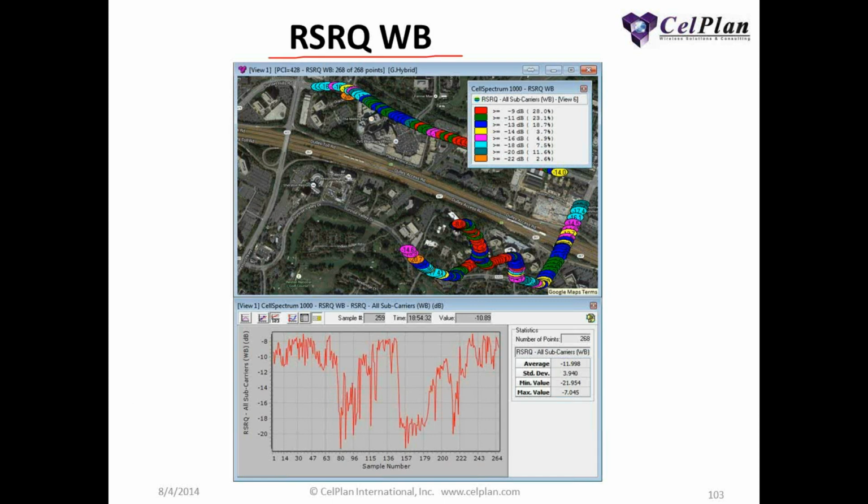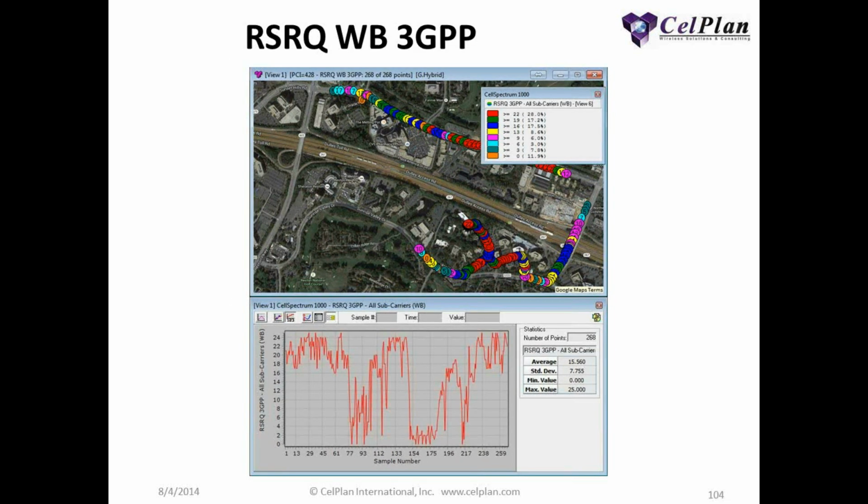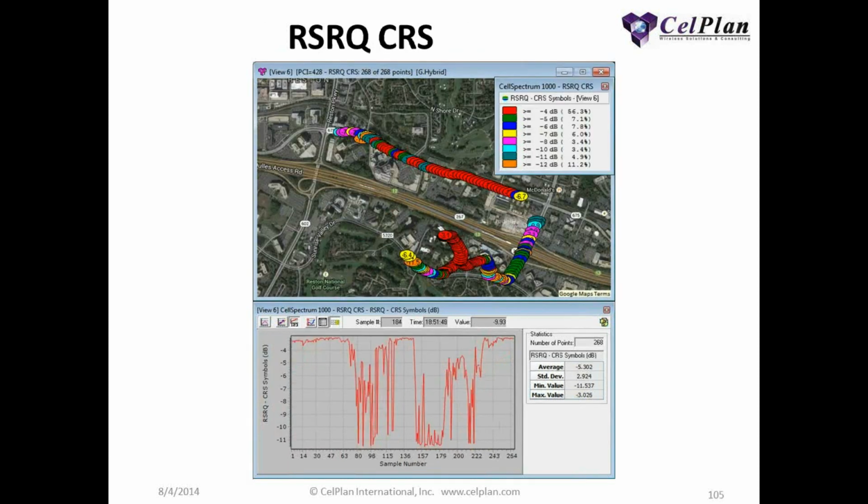So here we show the RSRQ wideband, and here we show it in, so here is good, here is good, here is bad, here is more or less, so-so. Now we show it using the 3GPP numbers. And now we show it using the CRS. So we remove the traffic issue. Again, good, bad, so-so.